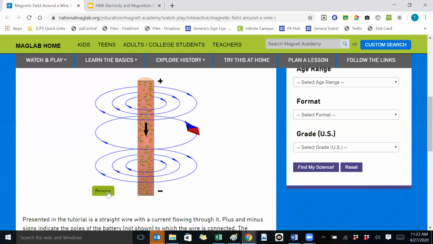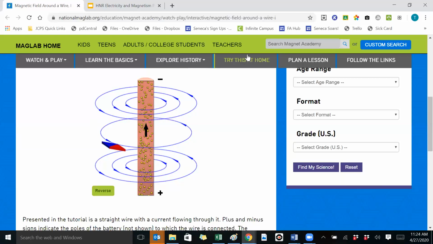However, if I reverse the current and now the current is flowing up, my electrons are flowing down, I see that my compass needle has changed. It is now going in counterclockwise motion, which is to the left. So now it's still moving in a circular pattern, but instead of going clockwise, we are now moving in the opposite direction, which is counterclockwise.